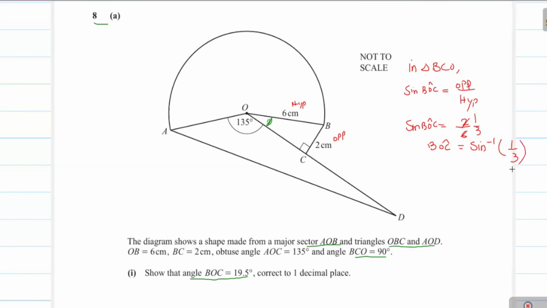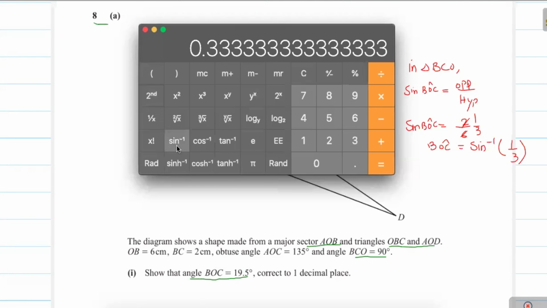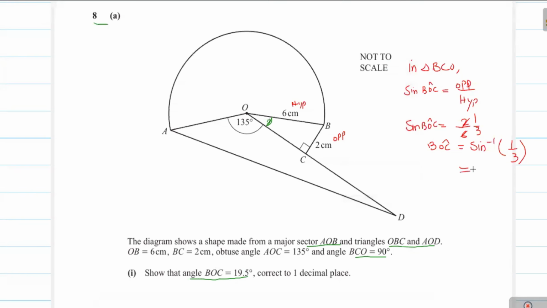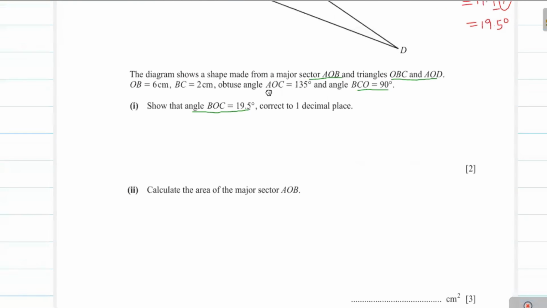And now we calculate it. 1 divided by 3, 0.33, we take the sine inverse, and this sine inverse is 19.47, and the 3SF value will be 19.5, and hence it is proved that the BOC is 19.5 degree. And this is the solution. Now we move to the next part of this question.